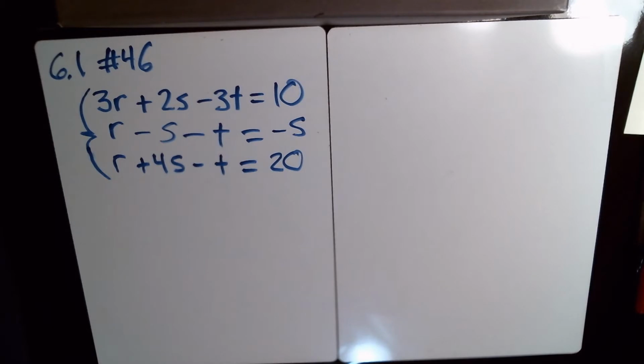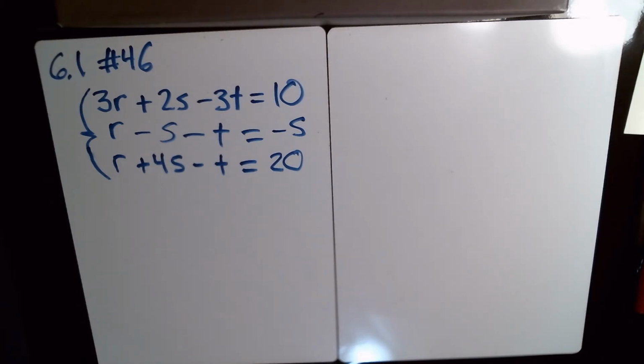In this video I'm going to look at the homework problem 6.1 number 46, and we are solving the system of equations and trying to figure out if it's independent, dependent, or inconsistent, I believe is what the instructions were. And if it is dependent, we want to write the solutions.